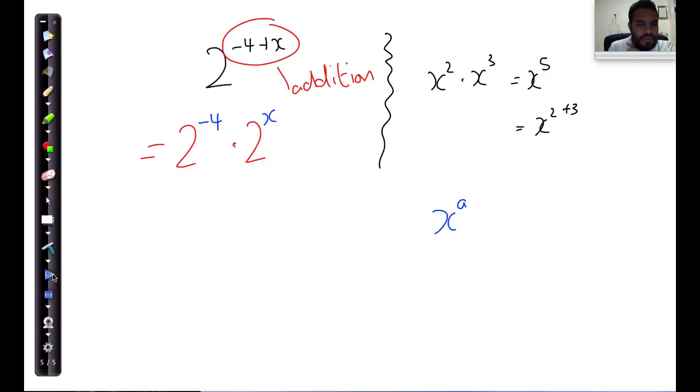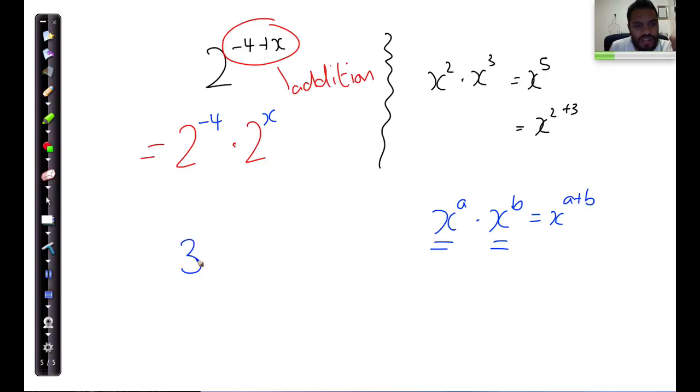Do you see what I mean? In the very same way, if I have x to the power of a multiplied by x to the power of b, that's equal to x to the power of a plus b. If I see any addition, I can always break it down to just putting the same base and then putting each of the exponents on their own. And that's exactly what we're doing over here.